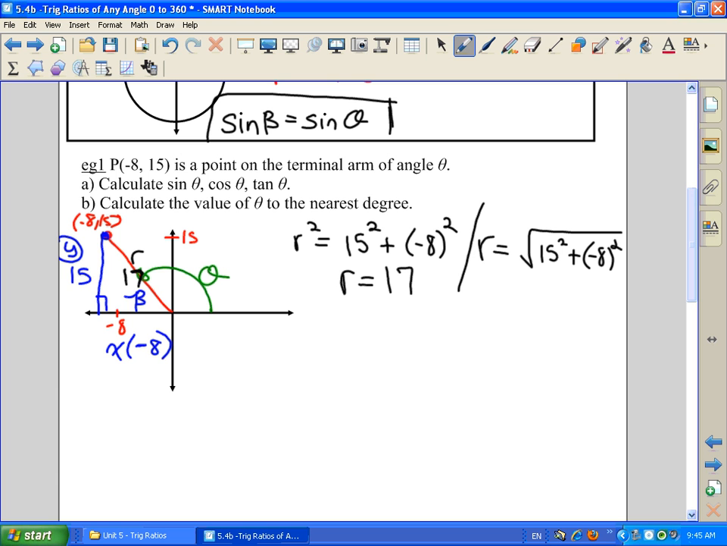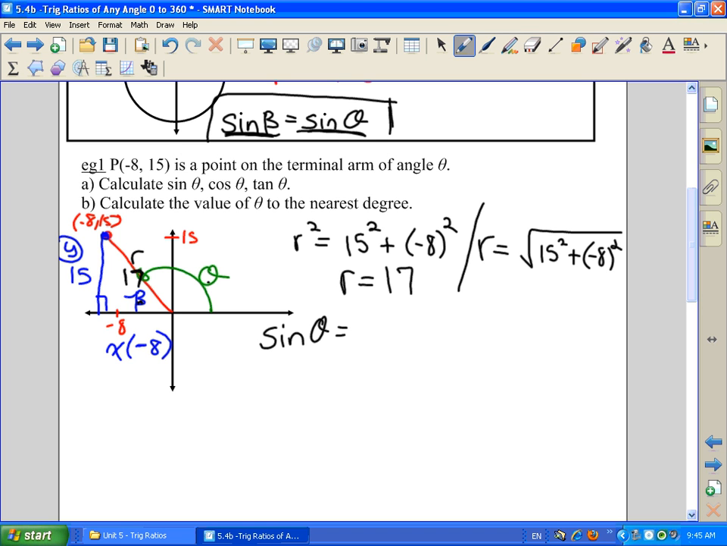So 17 is our radius. I added onto my diagram. All right, now it says for question A, calculate sine theta, cos theta, and tan theta. Just remember that the sine of the reference angle equals the sine of the principal angle. So we don't necessarily need to worry if we're using beta or theta, but in this case it asked for theta, so we'll just do it that way. But we will use this to set up our ratios. So I'll show you an example.